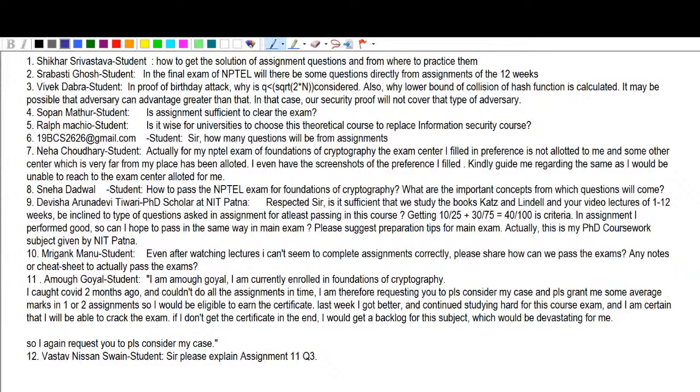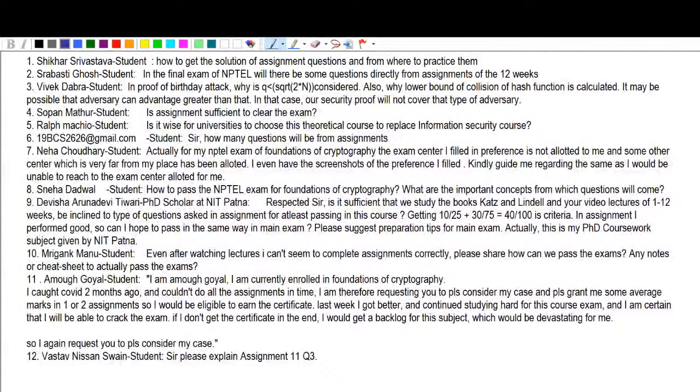So a scheme is COA secure if and only if it is KPA secure. See, if it is KPA secure, definitely it is COA secure. Whenever I say if and only if, it means the implication should hold in both directions. So definitely a scheme which is KPA secure or CPA secure will of course be COA secure, but the other way implication may not be true. So that's why this is not an if and only if statement.